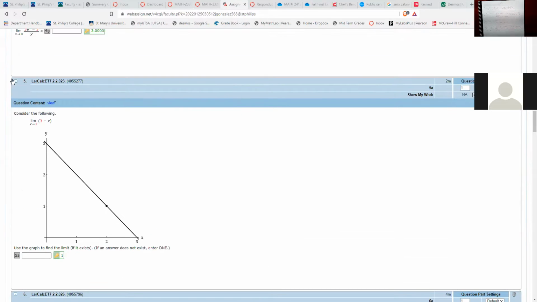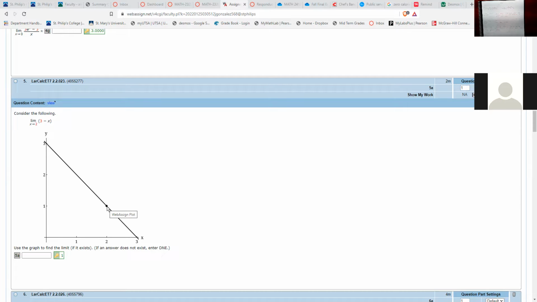Let's look at number 5. So this is my function f, and it's asking me what happens when x goes to 2. Well, there's no issue with me plugging in 2. I can just plug it in. What is 3 minus 2 going to be? Right? You see how that's the point, 1.